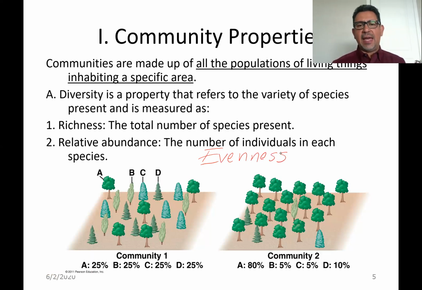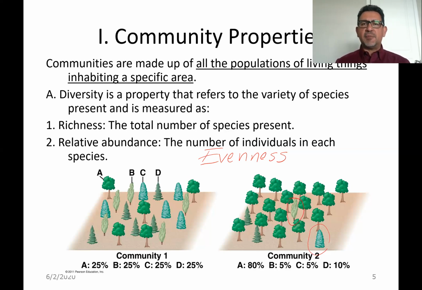And we can say that community number one has more evenness because each member of the community of trees is going to have an equal representation in the entire community. Whereas community number two doesn't have the same evenness. You can say it has lower evenness because we only have one of these types of trees and only one of these kinds of trees over here.